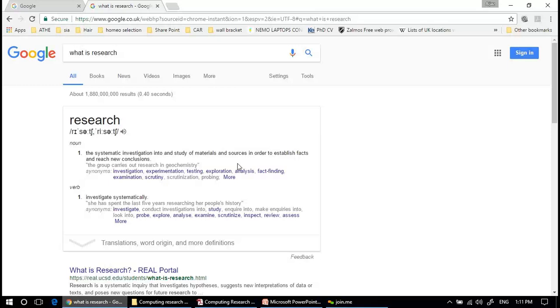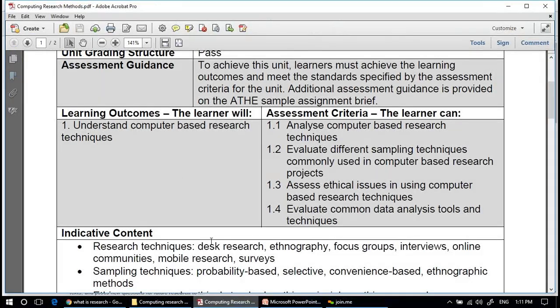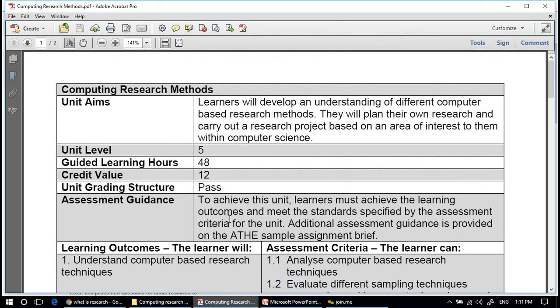If you have a systematic approach, if you have a linear approach, then that's research. However, if you are doing some investigation but you are not doing it in a systematic way, then you won't be able to get a proper conclusion. So that's why a research methodology has been proposed and worked on, so that whenever you want to investigate anything, you need to do it systematically. So this unit, computing research methods, helps you to research in a systematic way.